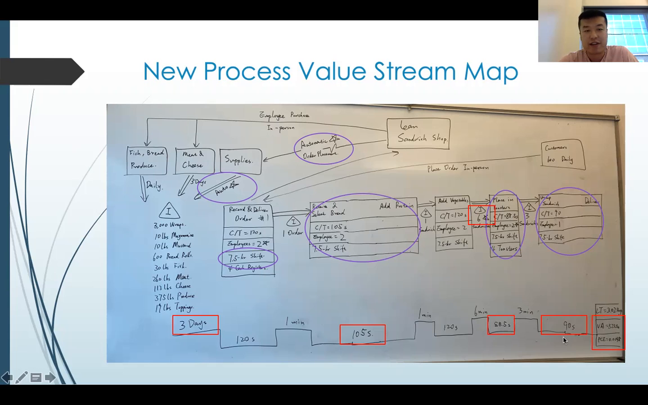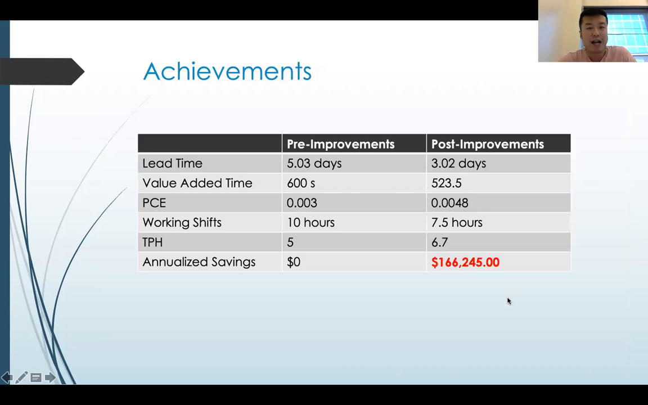We have some significant changes here. Let's do a quick comparison of the achievements. The lead time pre-improvements was 5.03 days, and post-improvements, right now we have 3.02 days. The value added time, we decreased from 600 seconds to 523.5 seconds. And the efficiency, we increased from 0.003 to 0.0048. That's almost doubled.